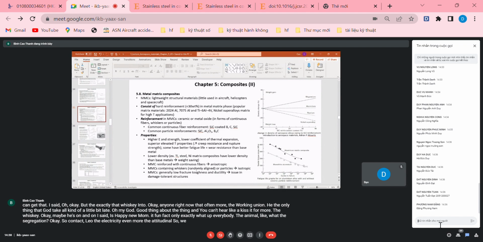So we can take a look at the diagram on the right side of this slide. The first one of both, we have the relations between the density change as a function of the silicon carbide reinforcement content. Basically, if the matrix is magnesium, and by increasing the amount of silicon carbide content, we can increase the density of the material. So this is an unexpected thing, of course, because we want to reduce the density.